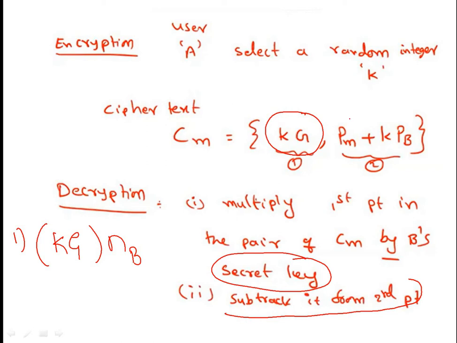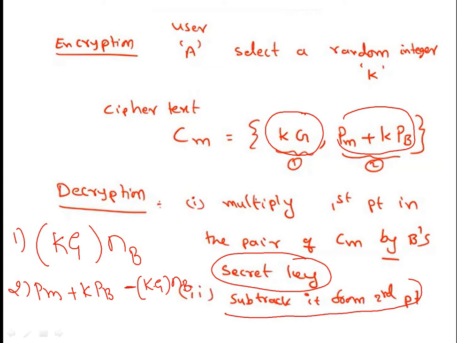So what is the second part? This is the second part, PM plus KPB. We need to subtract this part, kg into NB, from this second part. So the formula becomes PM plus KPB minus kg into NB. So these are the steps we need to follow.